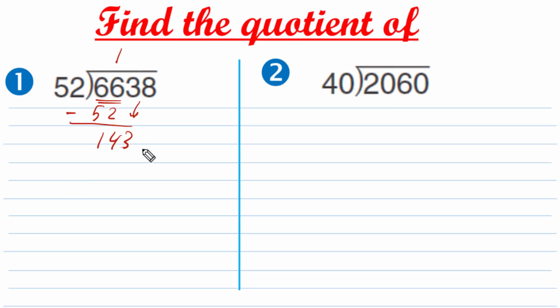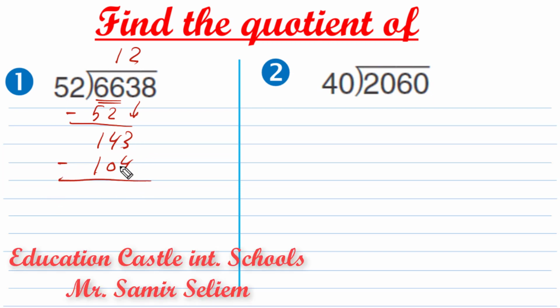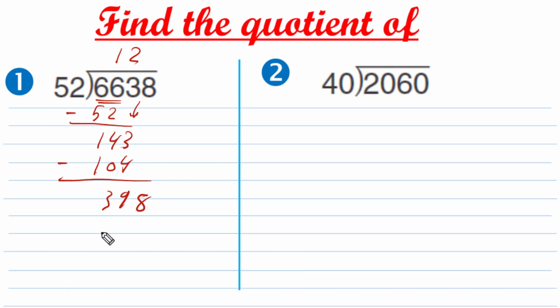It will be 143. You have to try 2. Now 2 times 2 equals 4. 2 times 5 equals 10. 104. Draw a line and subtract. Subtract by regrouping. 13 minus 4 equals 9. And bring down 3. Bring down the next digit, which is 8. 398 divided by 52. You have to try 5.